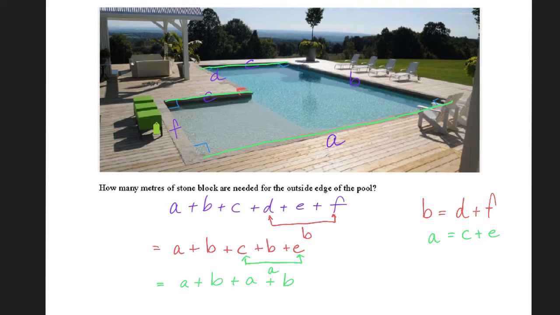Okay, everybody should be able to finish off that expression then because they can see what they have. We have an A plus an A, so let's shrink that down to our two A's, and we have a B plus a B, and there's our two B's. And there you go. So generically, how many meters of stone block are needed for the outside edge of that pool? 2 A's plus 2 B's.